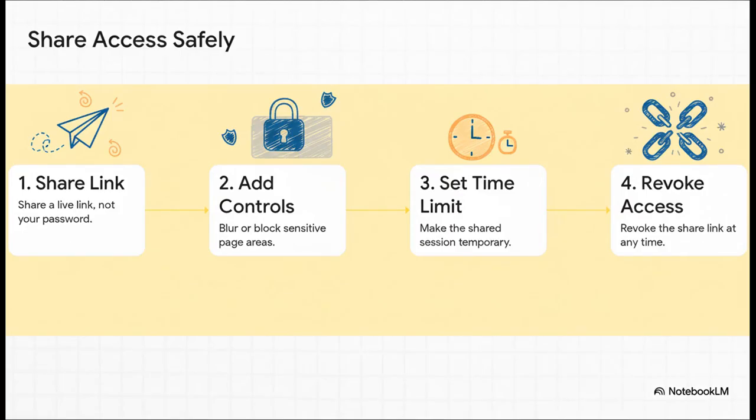So, how does this whole secure sharing thing actually work? Well, instead of sending a password over Slack or email, you just send a unique link to a live session. You can even add an extra layer of security by blurring out sensitive info on the page, like billing details. And you are always in complete control. You can set a time limit for how long they have access, and you can revoke it anytime you want. This is what professional-grade access management looks like.